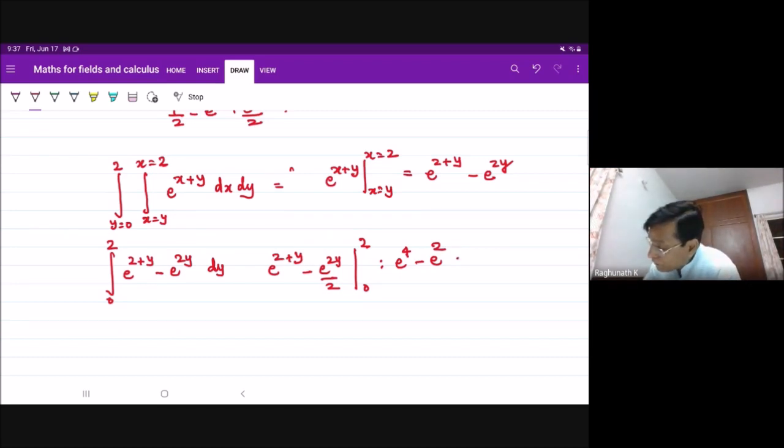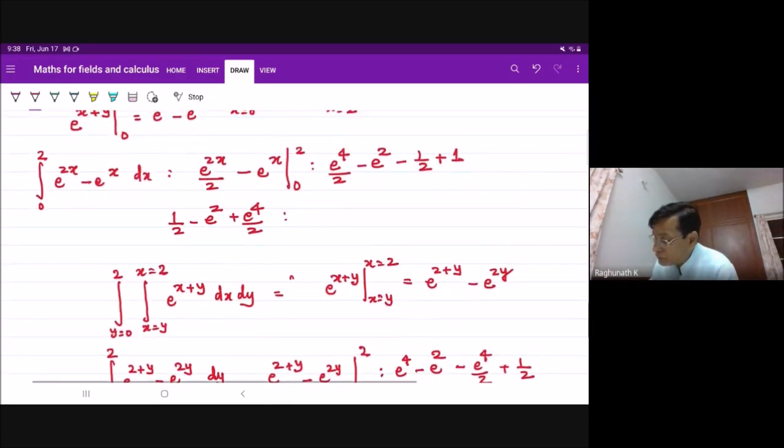Now minus e power 4 by 2 plus 1 by 2, which is again e power 4 minus 2 e power e squared plus 1 by 2. Same thing.